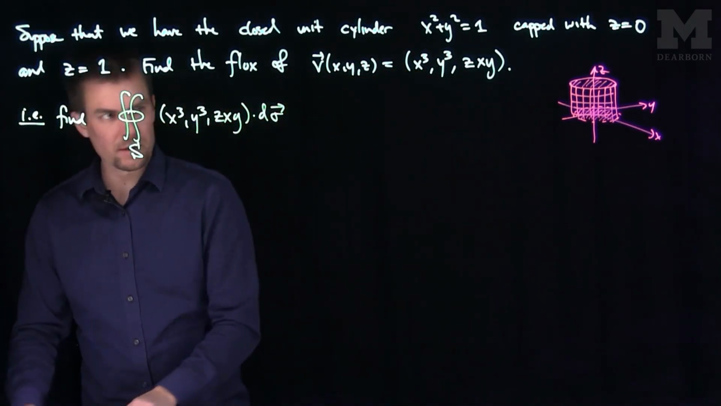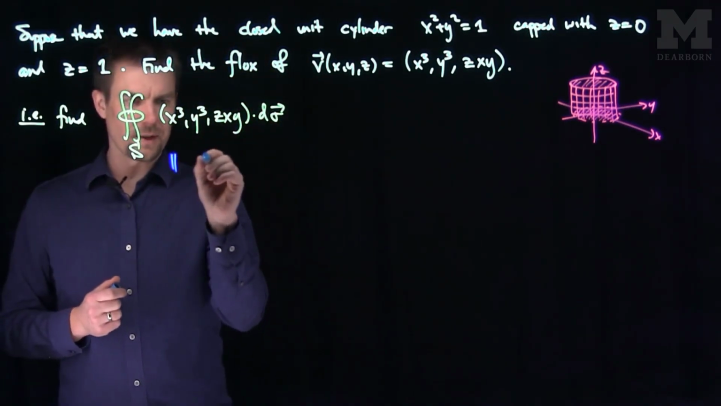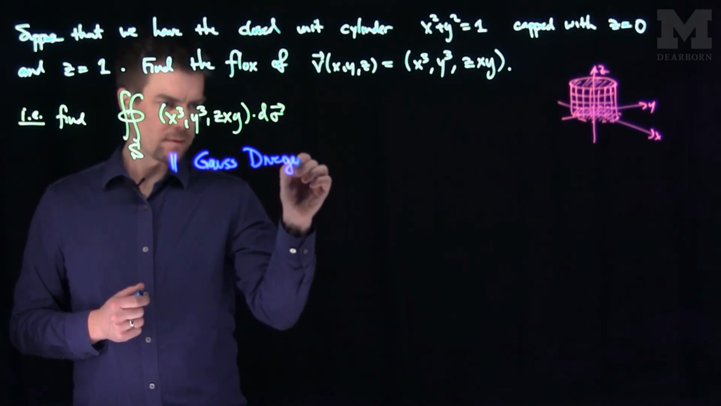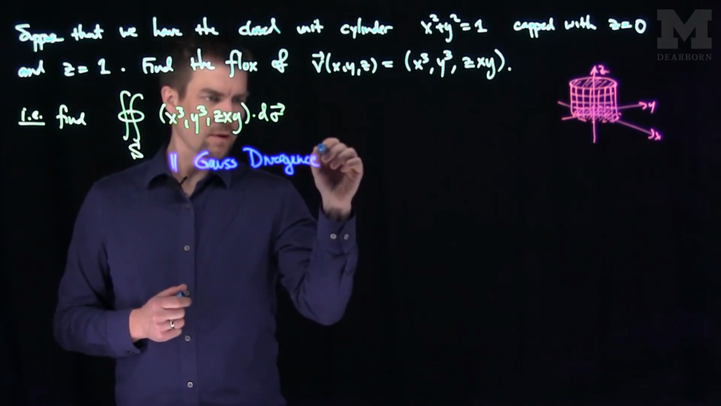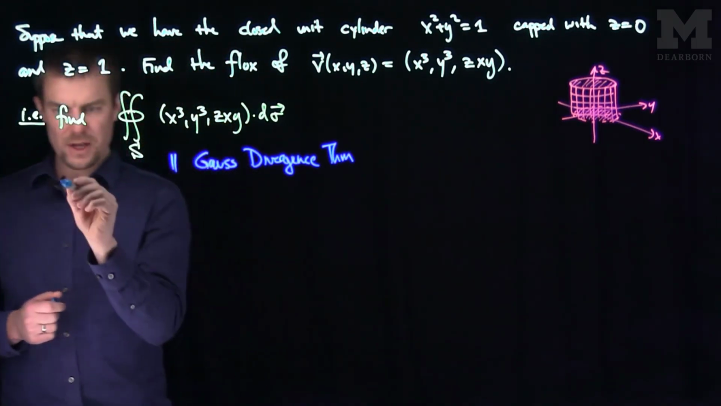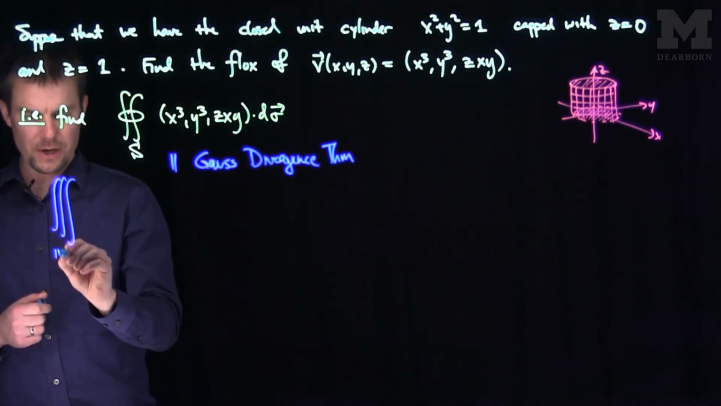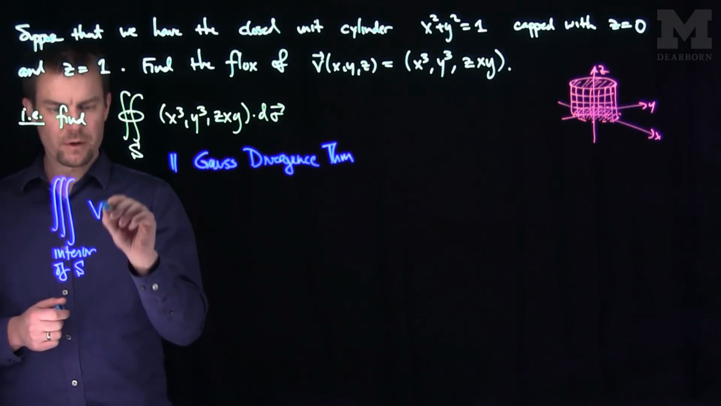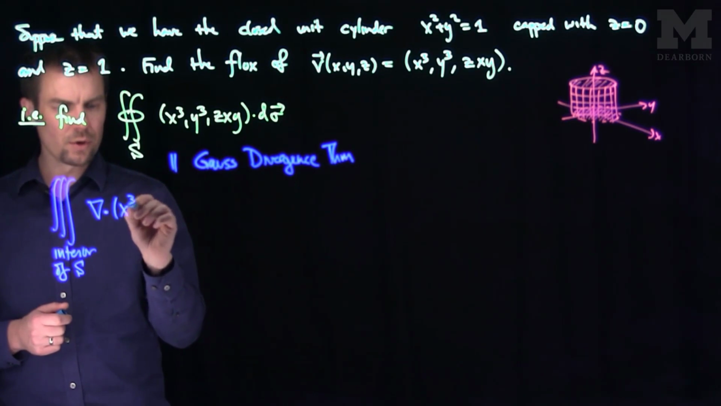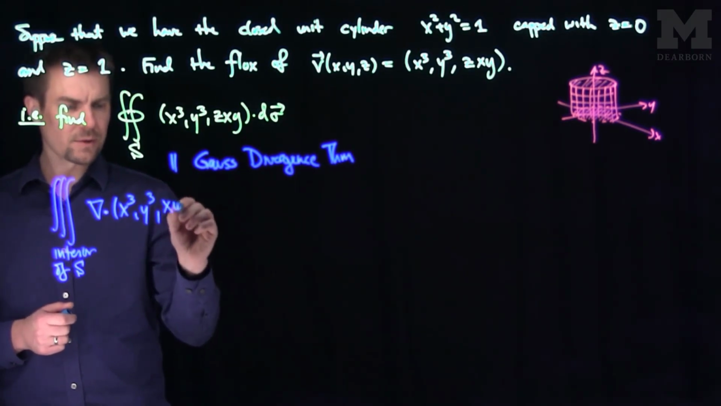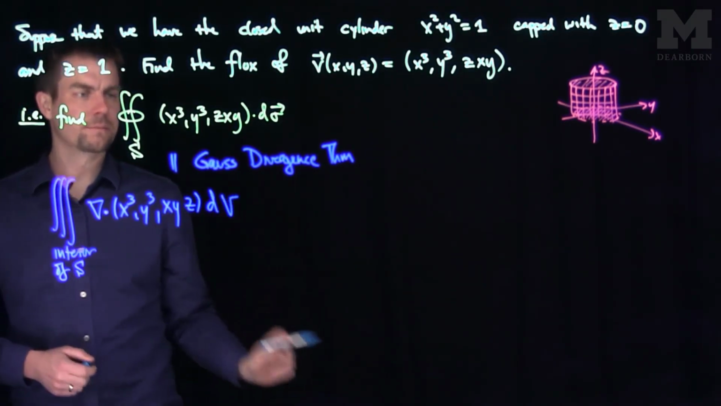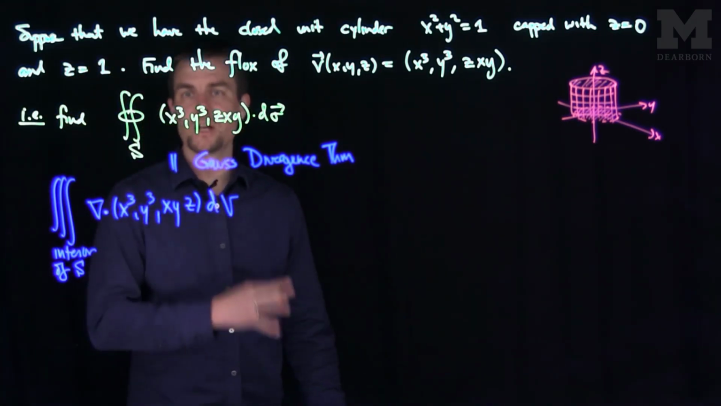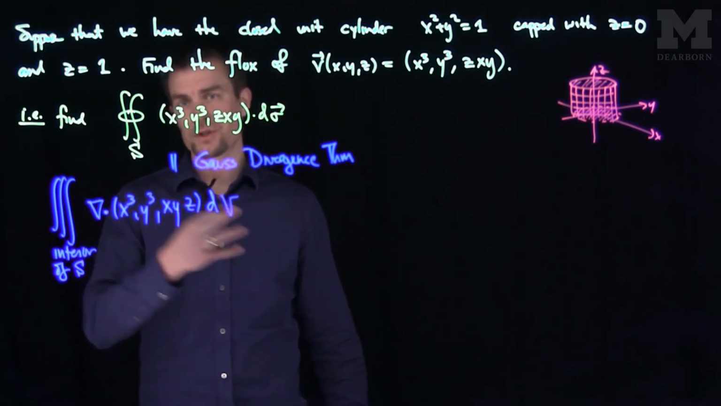And now by the Gauss Divergence Theorem, this is equal to the triple integral over the interior of the surface S of the divergence of this vector field of x cubed, y cubed, x, y, z, d volume. That's the Gauss Divergence Theorem. It says if you're finding the flux of a vector field over a closed surface, it's equal to the triple integral over the interior of that surface of the divergence of the vector field.